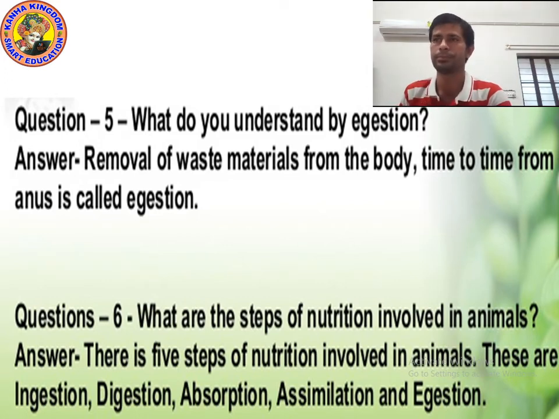Question number 6. What are the steps of nutrition involved in animal? Yes, what are the steps of nutrition involved? First is ingestion, second is digestion, third is absorption, fourth is assimilation, fifth is digestion. These are 5 steps. Ingestion, digestion, absorption, assimilation and digestion. Okay, I hope you understood. Now let's see the new topic.